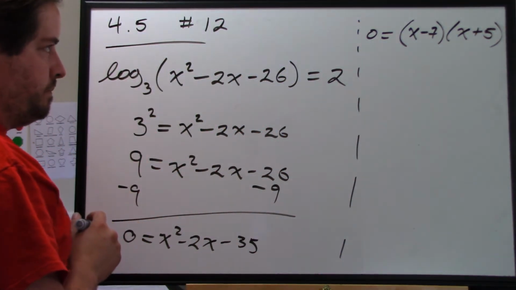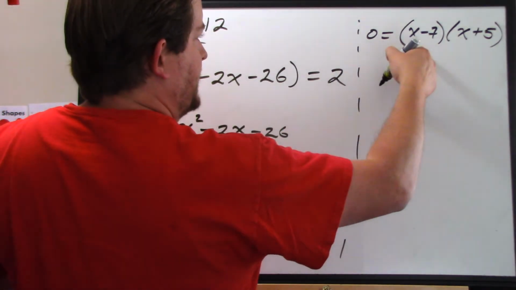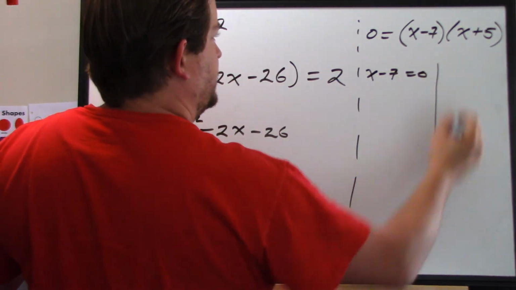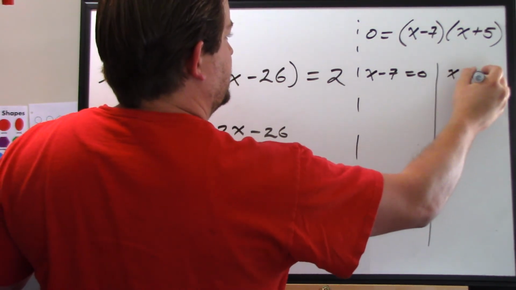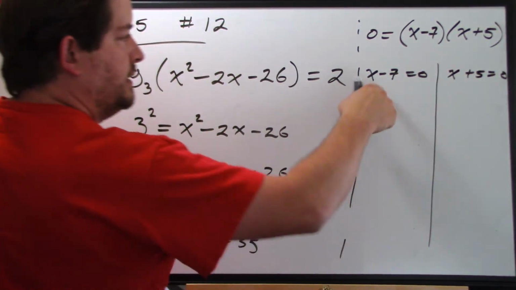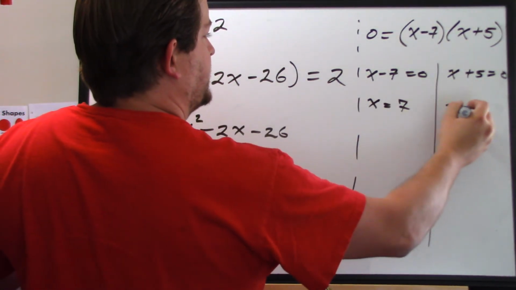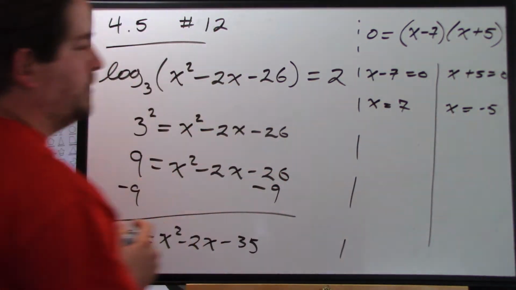Okay. And therefore I have x minus 7 is equal to 0, or x plus 5 equals 0. So that is to say I have x equals 7 or x equals negative 5.